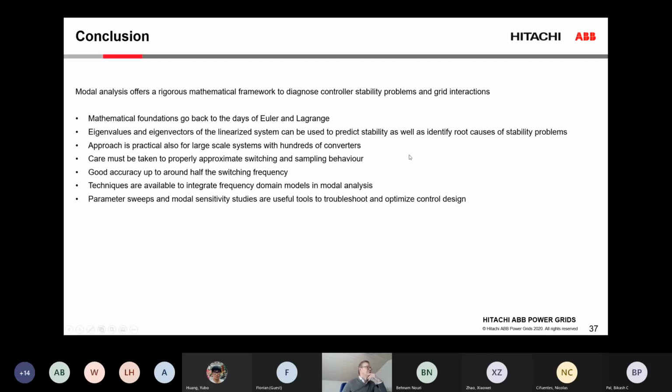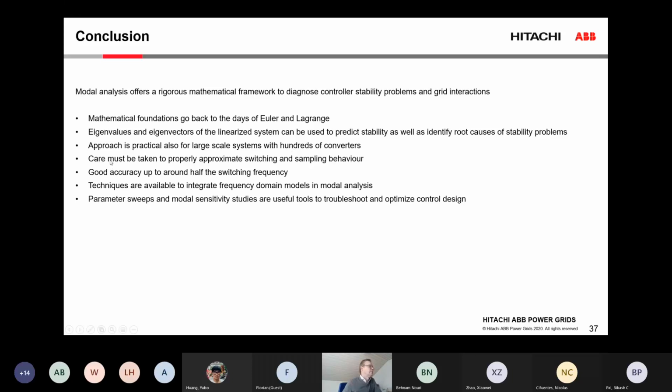And if you go back more than 100 years ago, a couple of 100 years ago, we have actually the mathematics defined by these guys. And the whole thing is based on using the eigenvalues and eigenvectors. We can predict the stability, and we can identify root causes of stability problems. And not shown yet, but that will be in the example, we show how we use this for very large systems with a lot of converters.